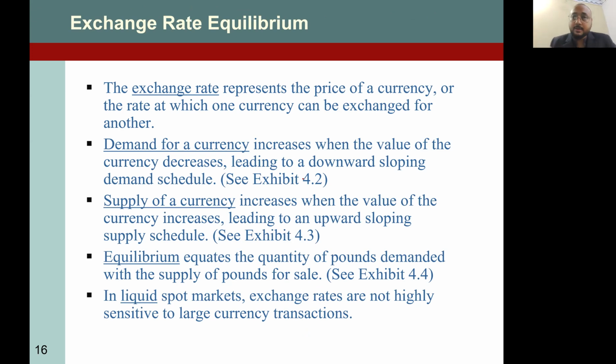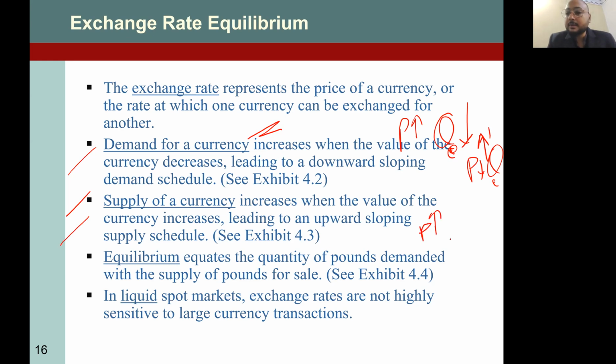What are the factors that cause the currency to appreciate and depreciate? But before that, what is the demand for currency and what is the supply of currency? Simple. Demand means when price increases, quantity of currency decreases. When price decreases, quantity increases. That is the law of demand. Supply of currency means when price increases, quantity supplied increases. And what is equilibrium? Where they intersect each other.